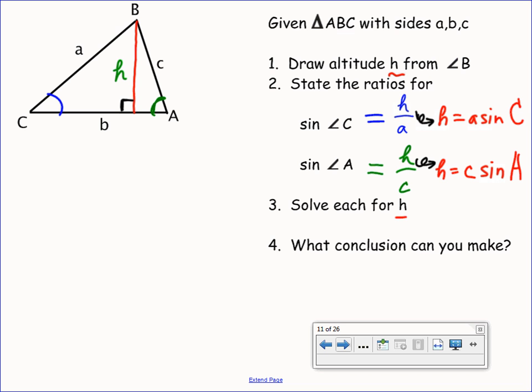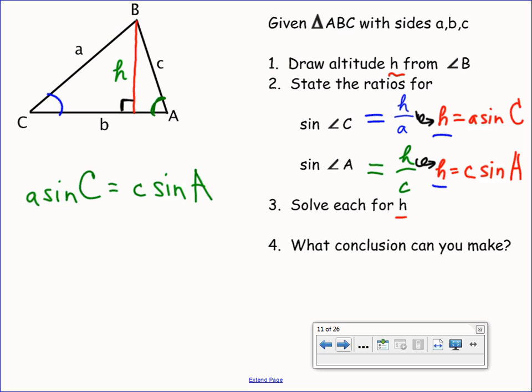And if H equals blah and H equals blue, then we have no choice but for blah to equal blue. What? Well, if H equals A times sine of C, and H also equals C times sine of A, we could rewrite that as A times the sine of angle C is equal to the other H, which is C times the sine of angle A.